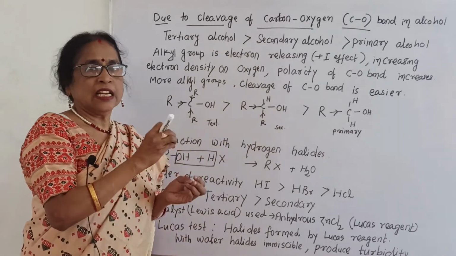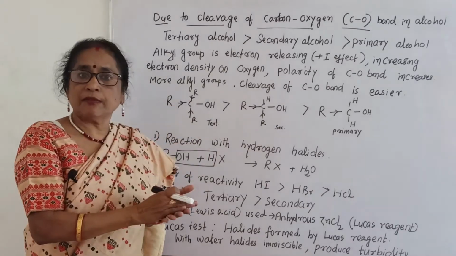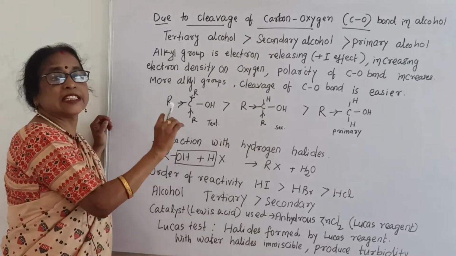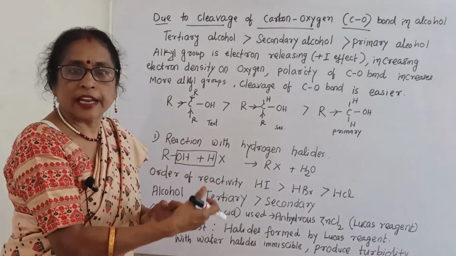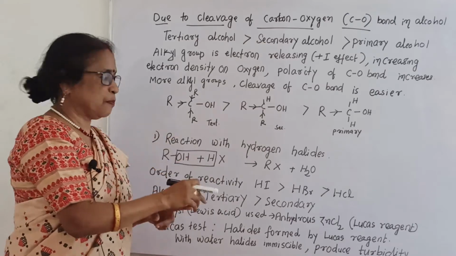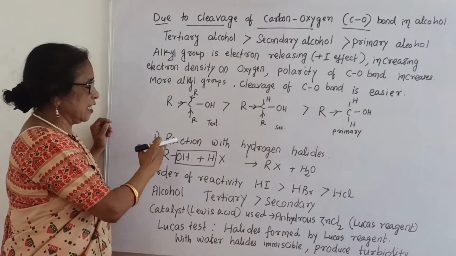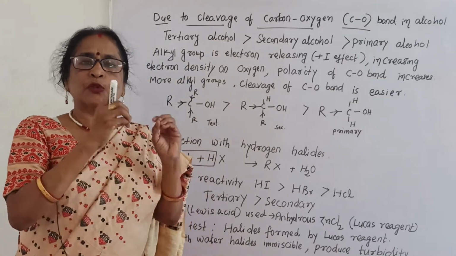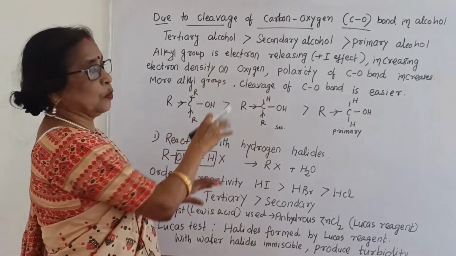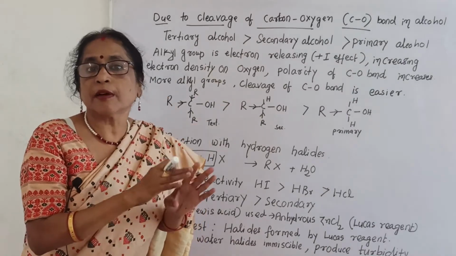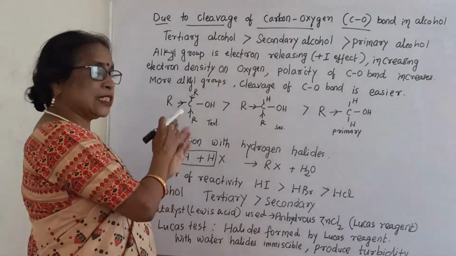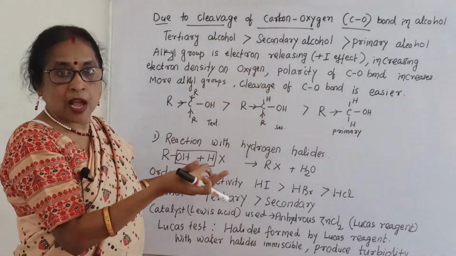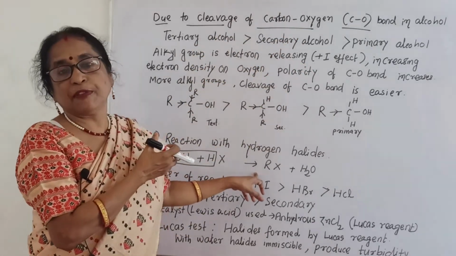Now, in the reactions involving CO bond cleavage, tertiary alcohol is more reactive than secondary, then primary. The first reaction is the reaction with hydrogen halide. You should remember this is only due to breakage or cleavage of the CO bond, because only when the CO bond breaks will the OH attach to the hydrogen of the acid, and then the reaction will be completed.